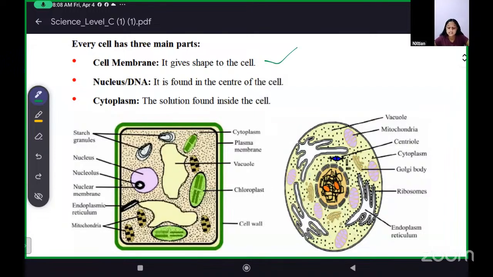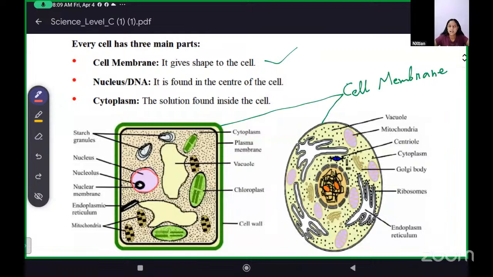Then in the cell there is the nucleus, or DNA, that is found in the center of the cell. See, this outer part is the cell membrane. Then here is the nucleus or DNA, you can see.